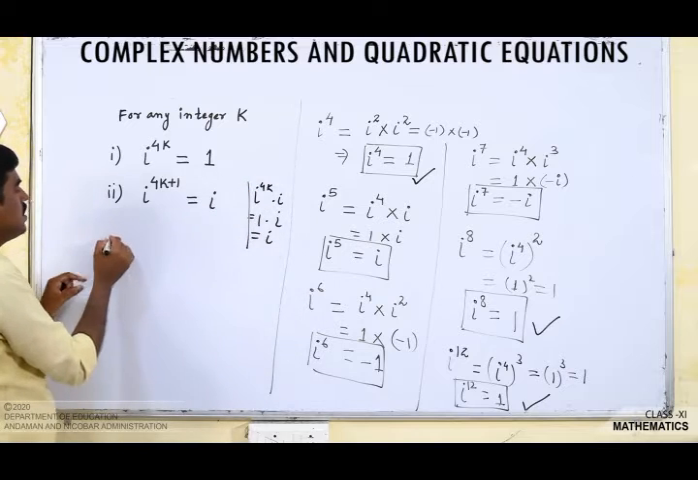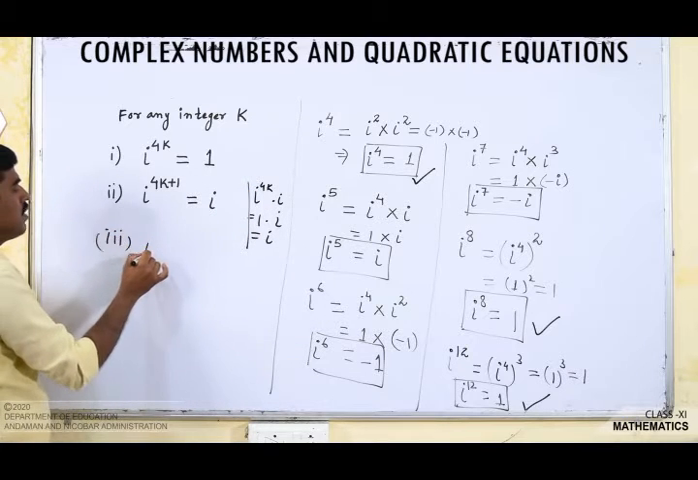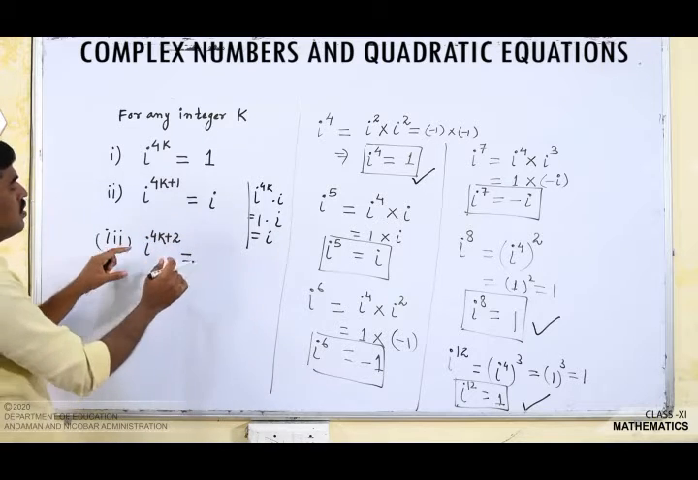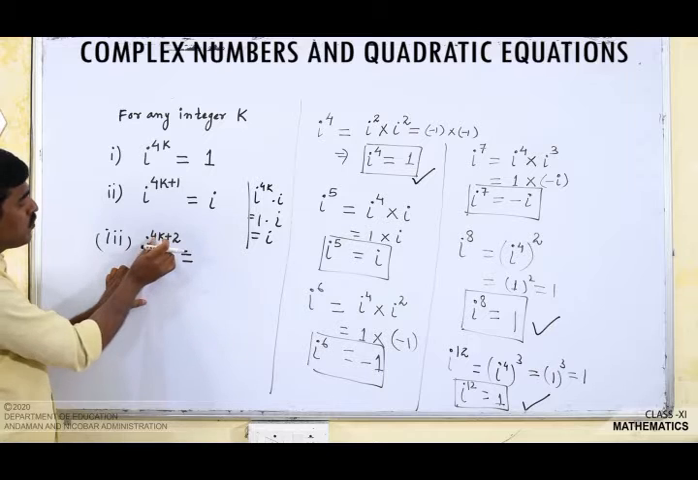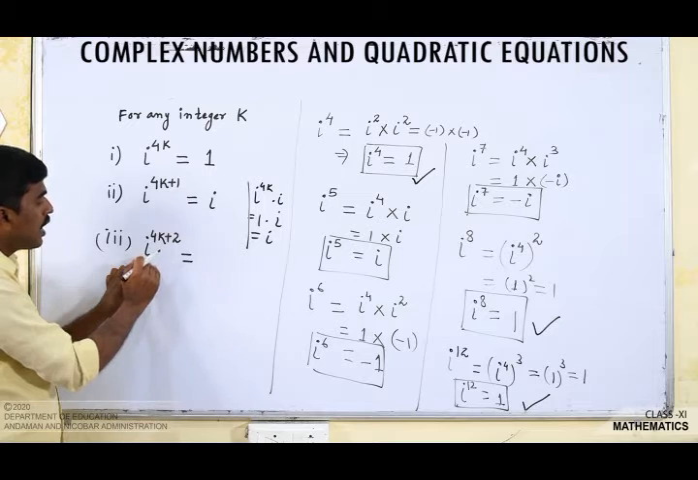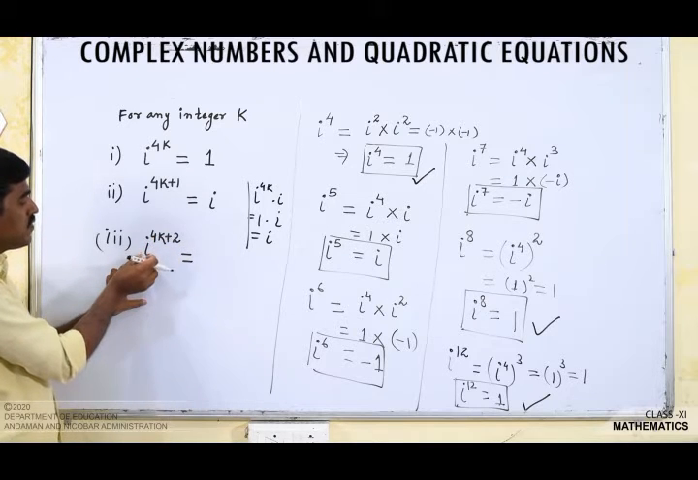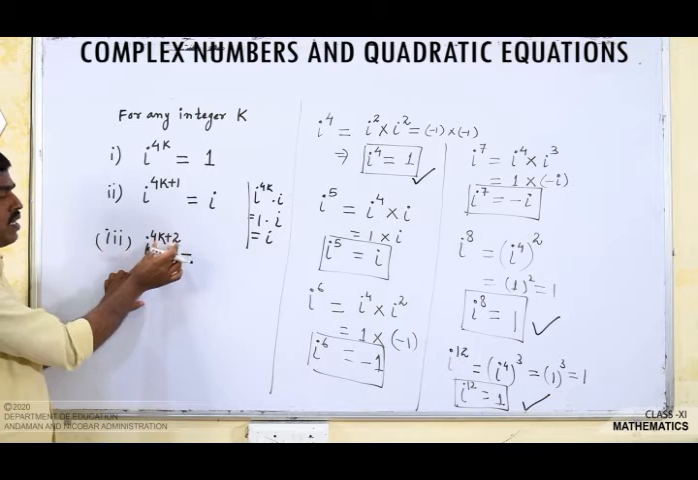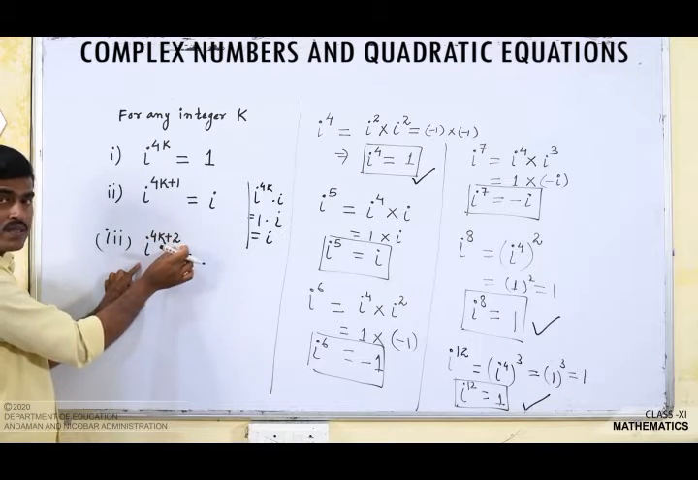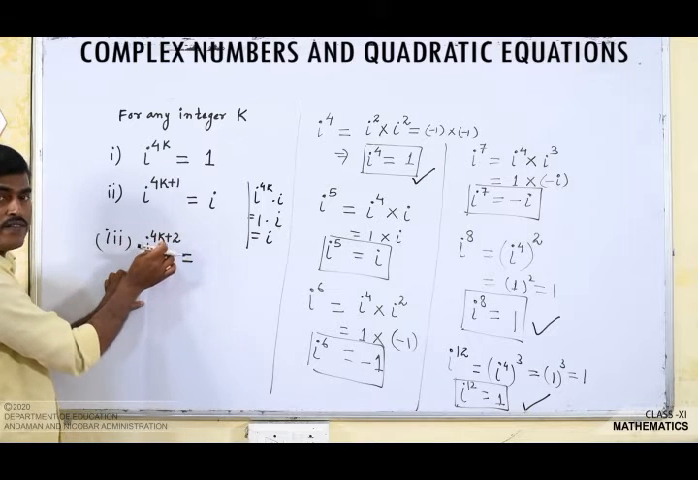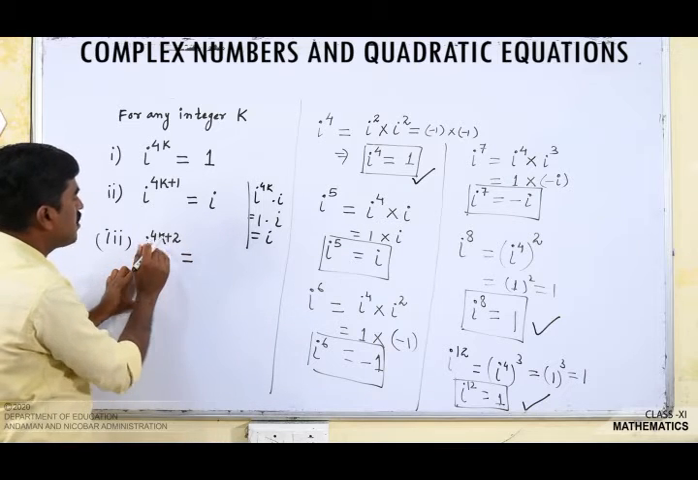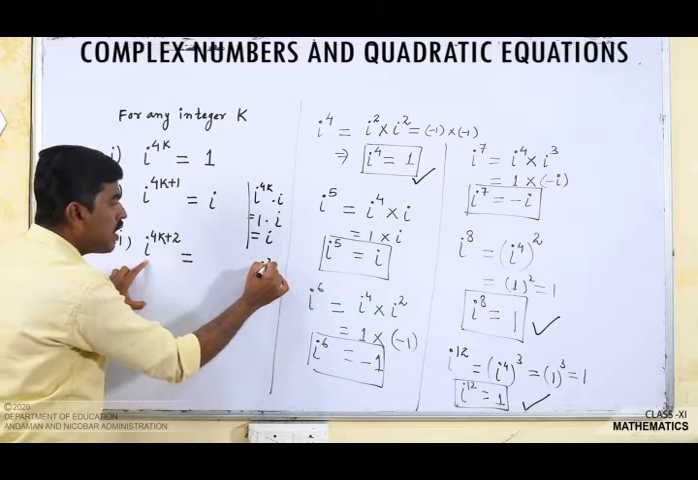Next, number 3, i power 4k plus 2. Now here we will get i power 4k into i square. So what is the value of i square? That is equal to minus 1. So i power 4k plus 2, that means the power of i is of the form 4k plus 2, a multiple of 4 plus 2. So if we divide this number by 4, we will get remainder 2. In this case the value of i power 4k plus 2 is equal to i square.